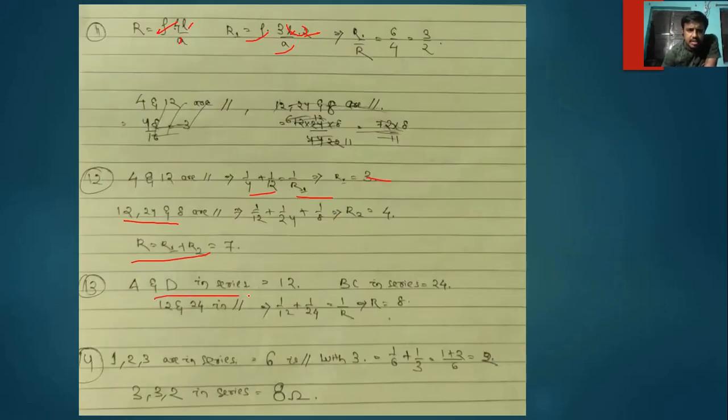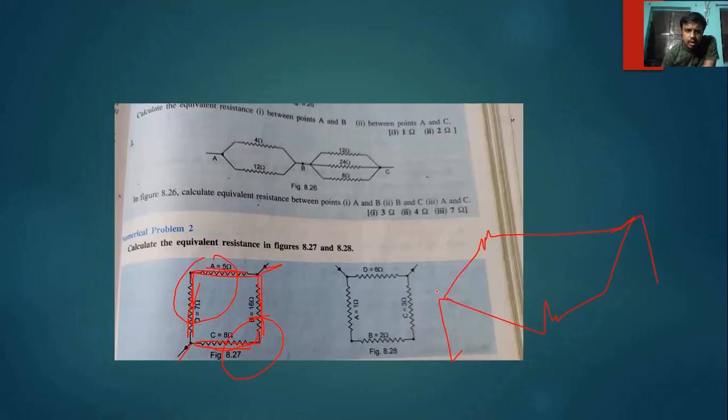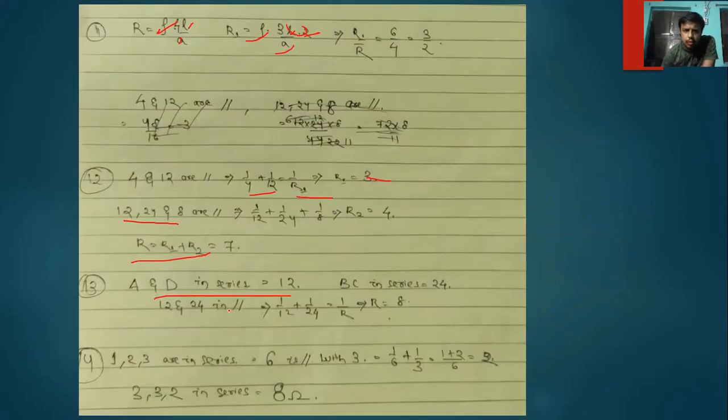Here 7 plus 5 is 12, and the other is given as 8 plus 16, which is 24. Now the 12 and 24 are in parallel to each other. So 1 by 12 plus 1 by 24 is equal to 1 by R. The LCM would be 24, so 2 plus 1, 3 by 24, and after simplifying we will get R is equal to 8.